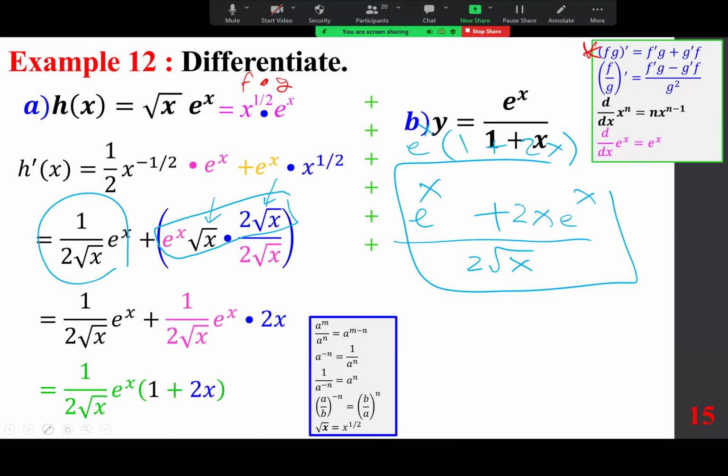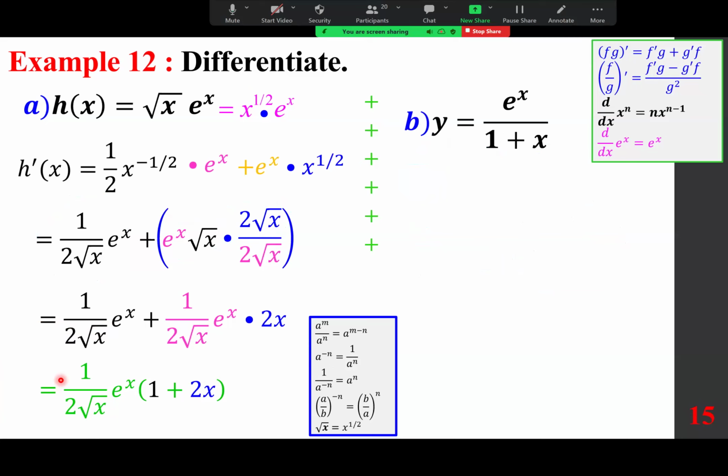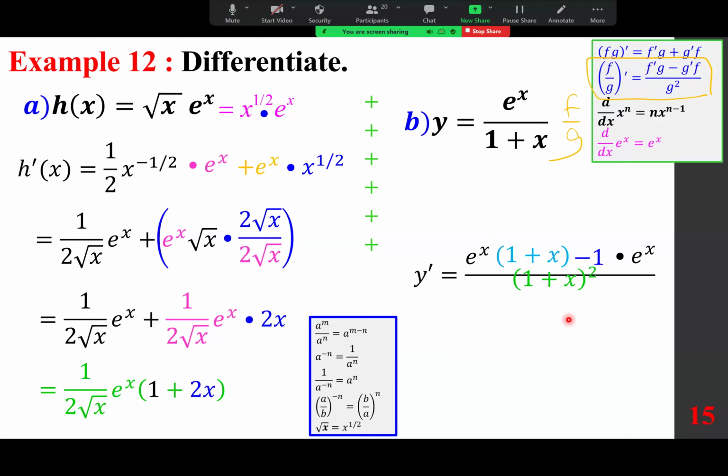Okay, let me erase my mess. And so you are dealing with quotient rule, f over g. So we are going to use the quotient rule. So I would write the formula and follow that. f prime is e to the power of x times g, which is 1 plus x, minus g prime, which is 1, times f, which is e to the power of x, over the bottom squared, 1 plus x quantity squared. Done with calculus.